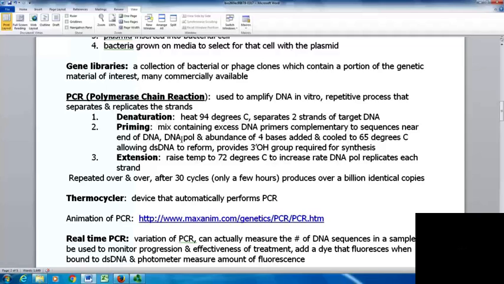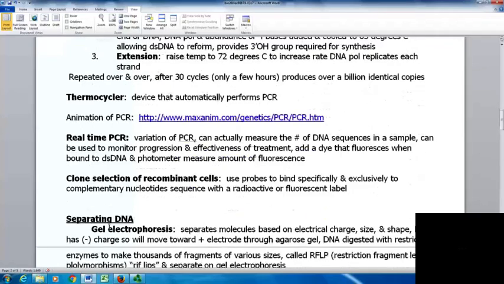So back in the 90s, this was actually done by hand, where you would take and move the sample into different temperature water baths, and it was actually a pretty lengthy process to have to do that. Now we have thermocyclers, which are machines that are going to automatically perform PCR, and you can get over 1 billion copies within just a few hours. So here's an animation of the process. Again, I find these animations really helpful, so I recommend watching them.